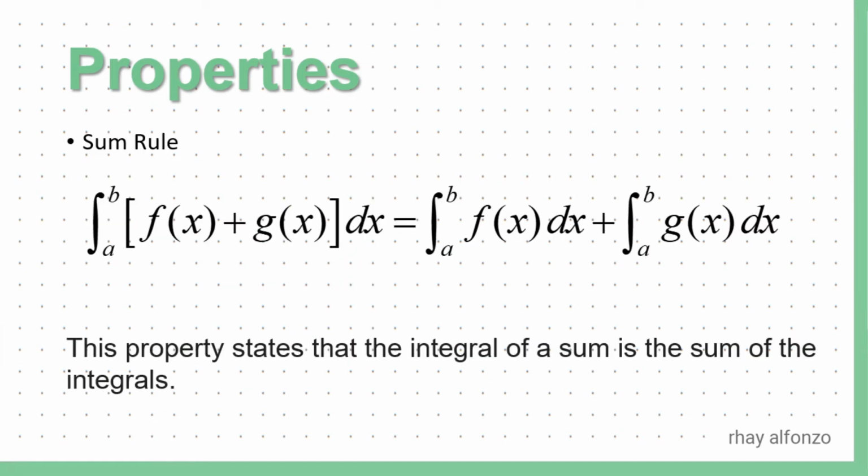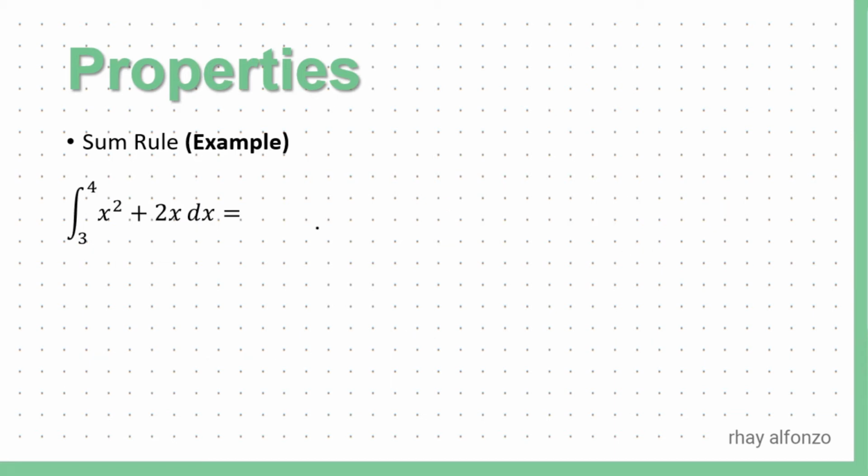Next property, we have the sum rule, which states that the integral of a sum is the sum of the integrals. So this is convenient when we are doing much harder integrals, such as integrals by partial fractions. So we can integrate each term separately or each function separately. For example, here we have x squared plus 2x dx. So let's just integrate as it is. So we have x cubed over 3 plus x squared.